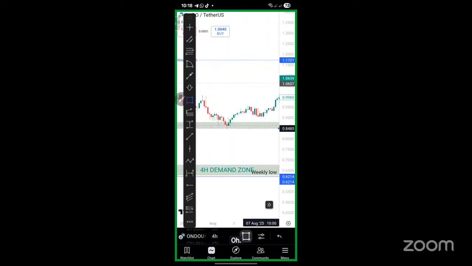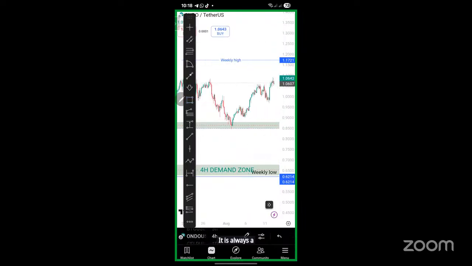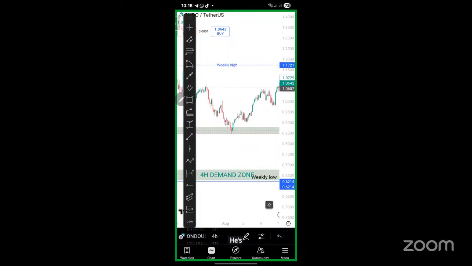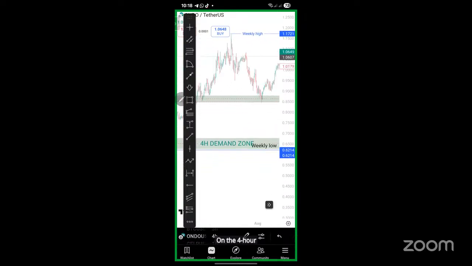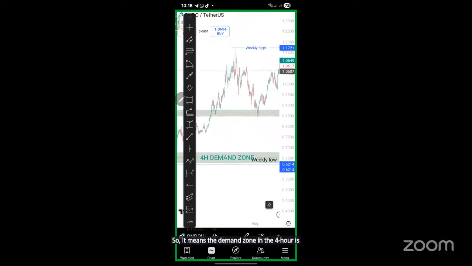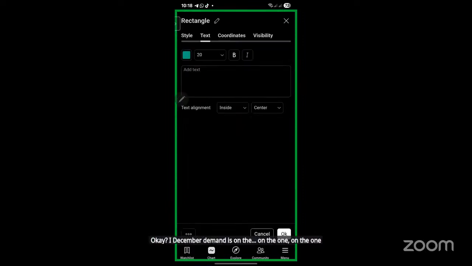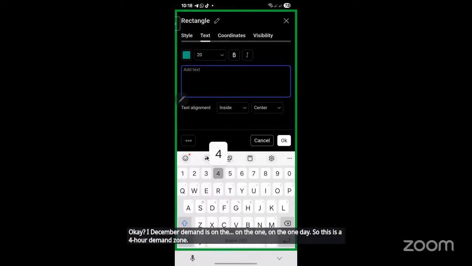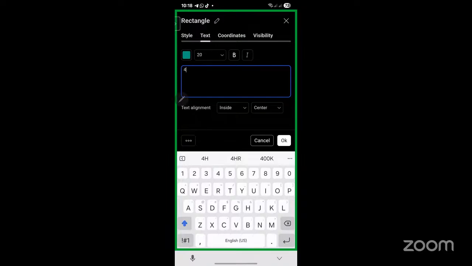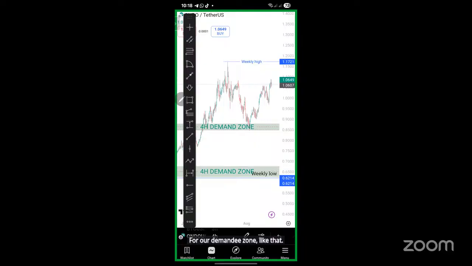Double tap here. It is also a demand zone. I don't know whether they have identified it. It's also a demand zone on the 4-hour. So the demand zone in the 4-hour is the same demand zone on the weekly, and the same demand zone on the 1 day. So this is the 4-hour demand zone. Bold, italicized. You can see.